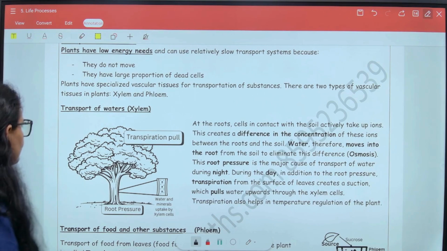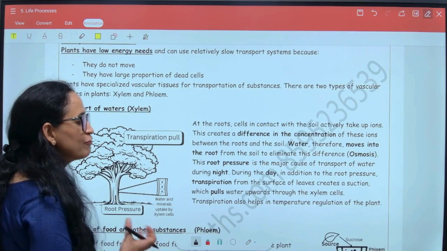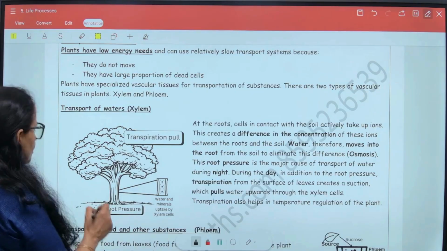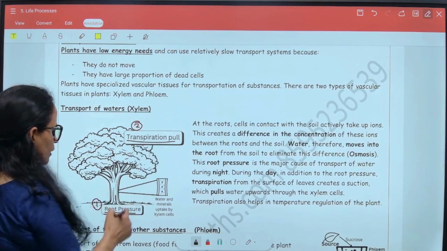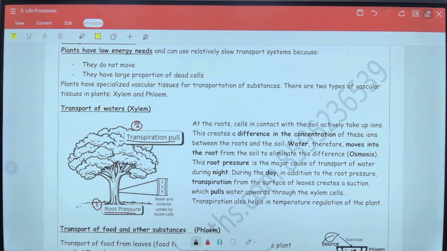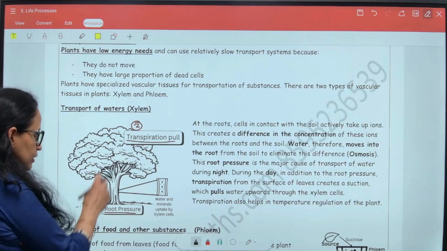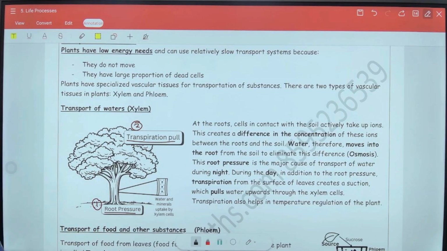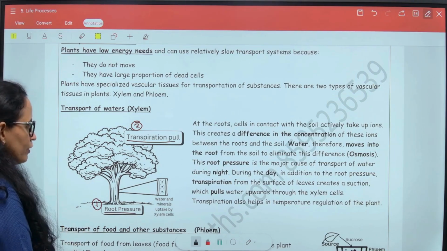So if we look at transport of water, it is a process that is initiated by physical forces. What are the two physical forces involved? The first is the root pressure and the second is the transpiration pull. Now what is root pressure? It is one of the major causes of transport of water during night and otherwise also, when water moves into the roots through the process of osmosis. There is a difference in the concentration of ions inside the roots and the soil. So that creates a pressure in the root to suck in more and more water, right?